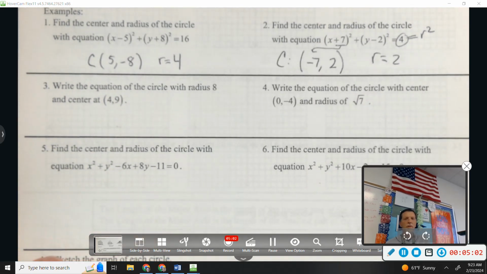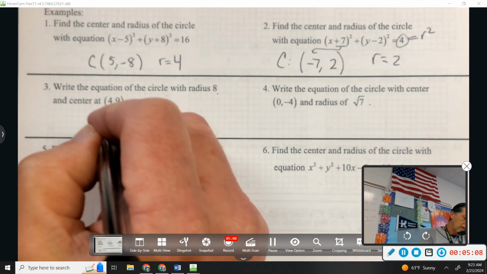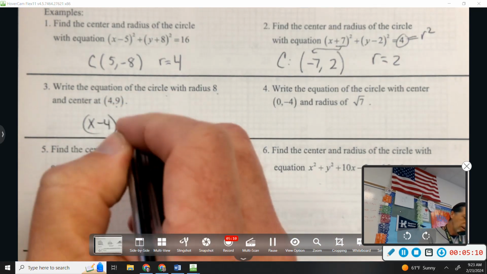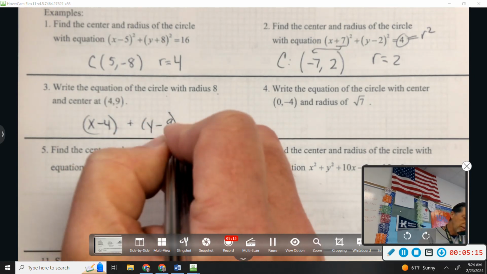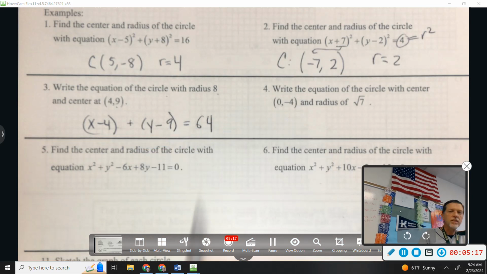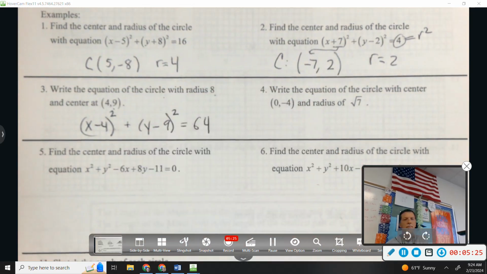All right, example 3 is sort of the backwards problem. Write the equation of the circle with radius 8 and center (4, 9). So (x minus 4) squared, here's my favorite way to miss this problem, plus (y minus 9) squared equals 64. You got to put the squares on there. It's a dumb way to lose a point on a test, but it happens.